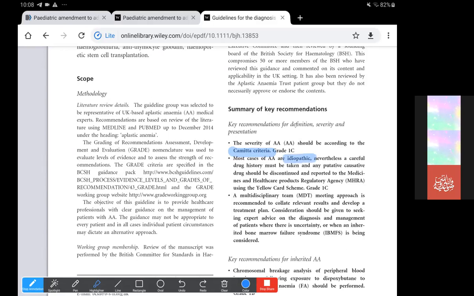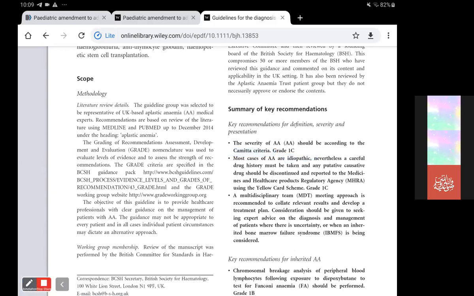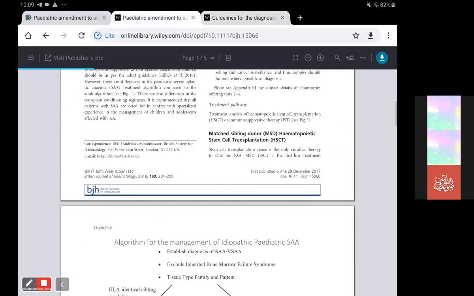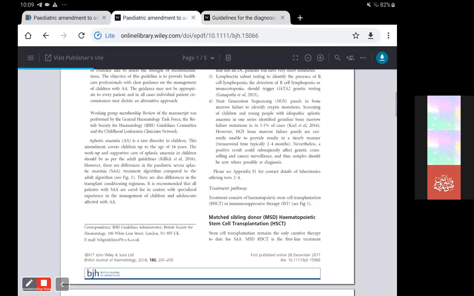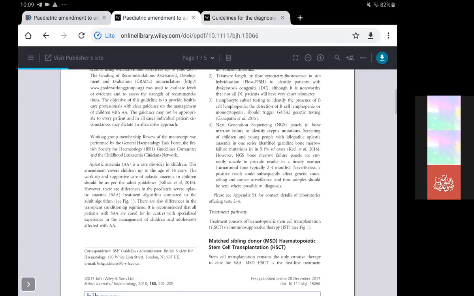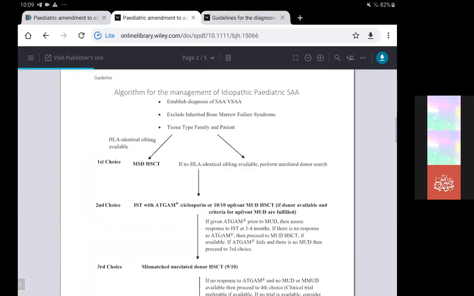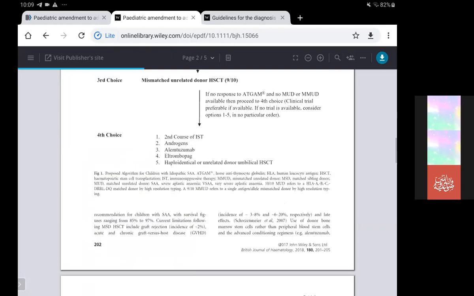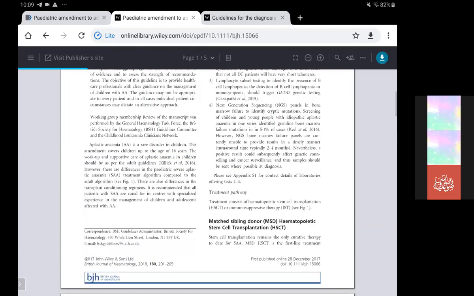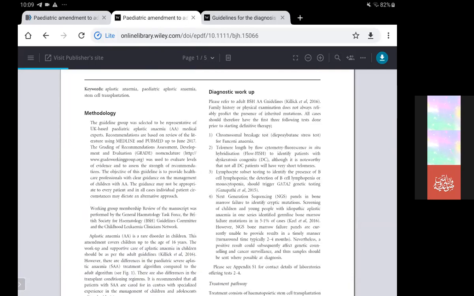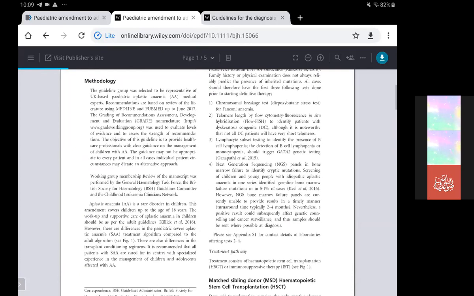We will try to go side by side with these guidelines for the pediatric amendment to the guidelines, which also recommend some differences in the pediatric workup, and the treatment pathway is also a bit different. So when we go into the diagnostic pathway, we'll briefly touch on the diagnostic workup for the pediatrics, which is slightly different. But the basic approach is the same.